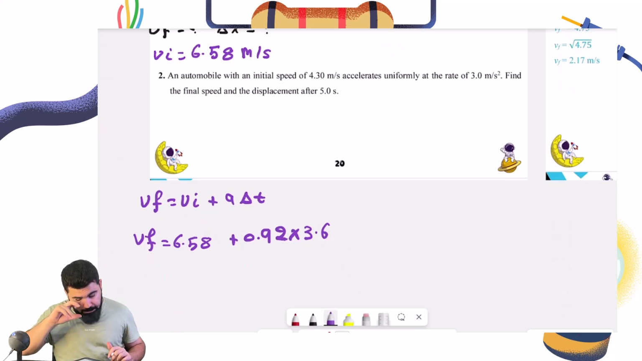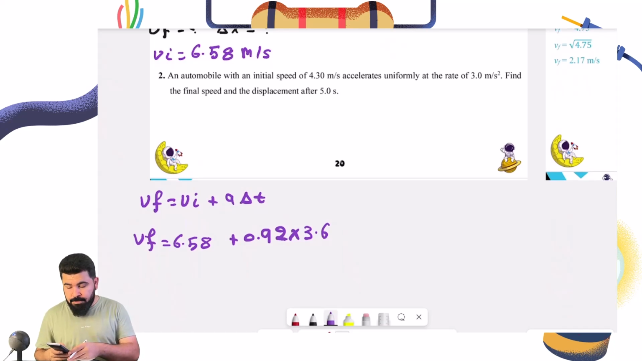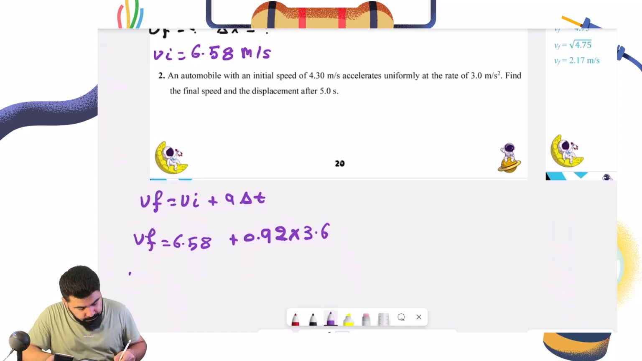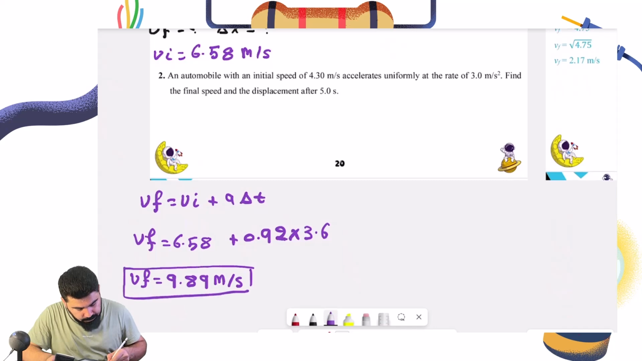Okay, now 6.58 plus 0.92 multiplied by 3.6. We have 3.31. So V final is equal to 9.89 meter per second. Okay, this is V final.